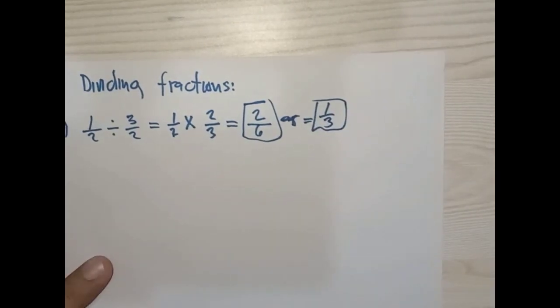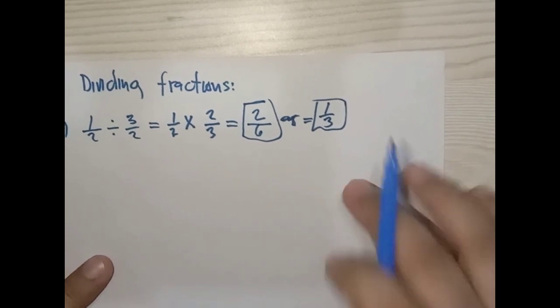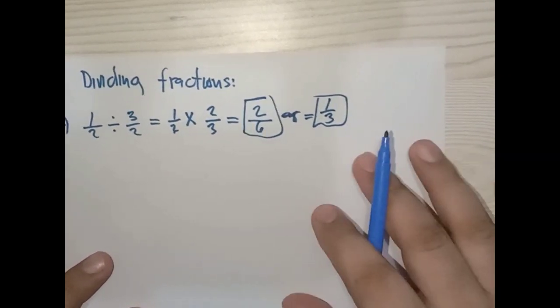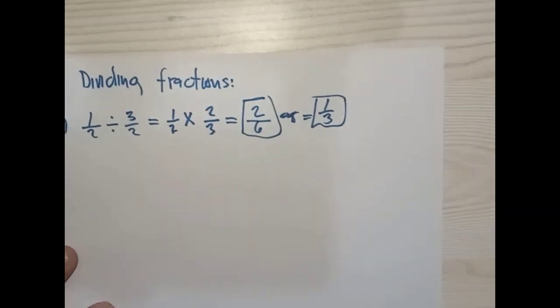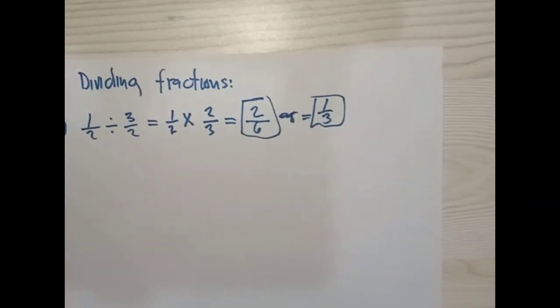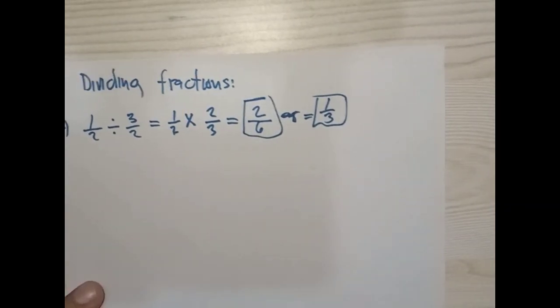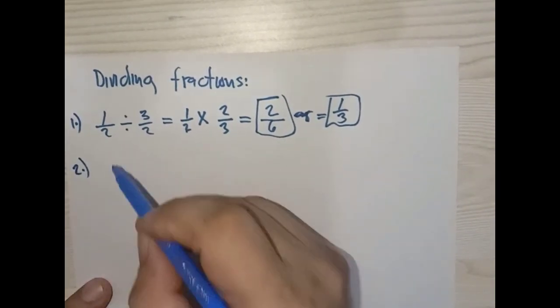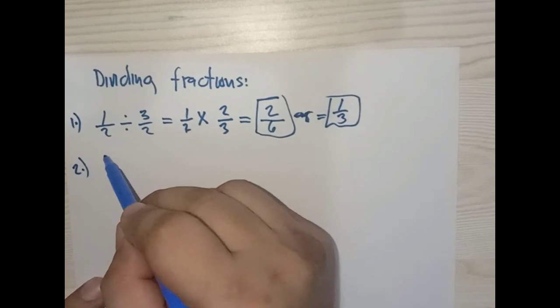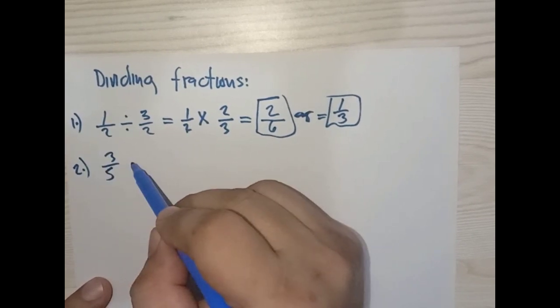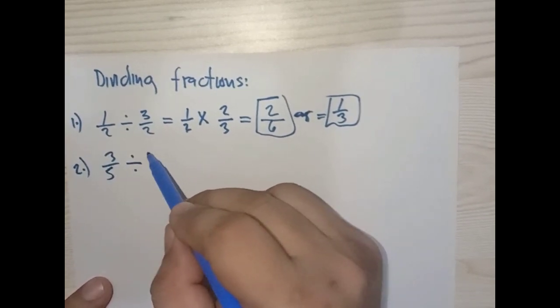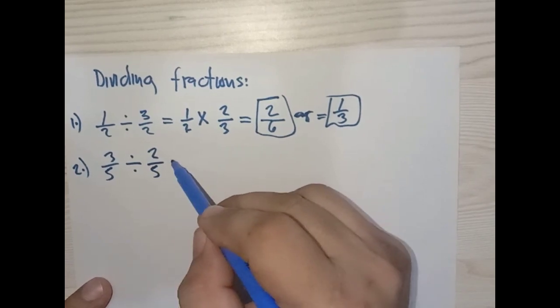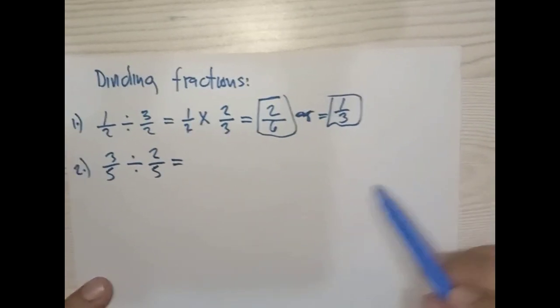Oha. So, ganun lang siya kadali mga bata. Itong division at saka multiplication is magkahalos, mas madali lang siya. Okay? So, number 2 example. 3/5 divide 2/5. Okay? So, same process din.